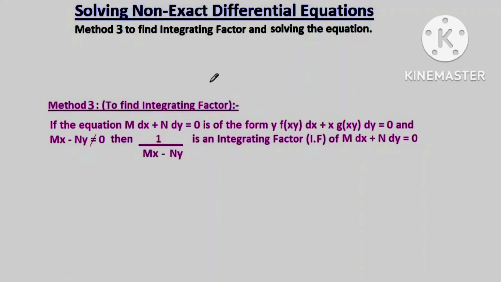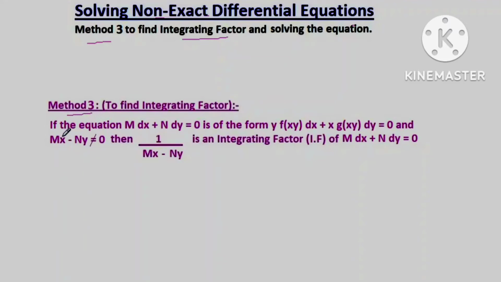In this video, let us learn method 3 to find integrating factor and solve non-exact differential equations. I will be solving two exercise problems from JNTU textbook. So let us understand what is method 3.